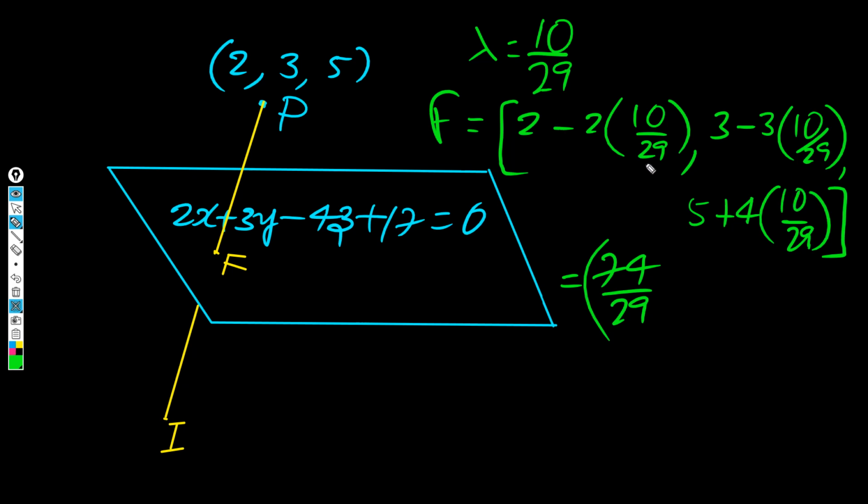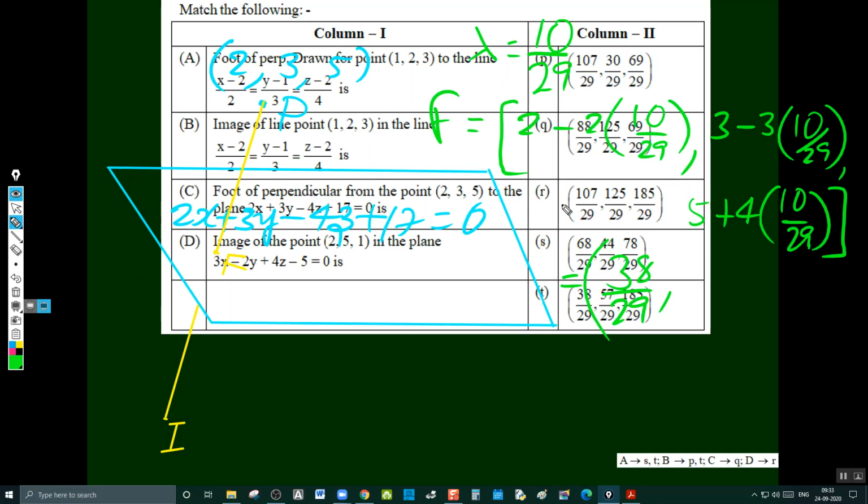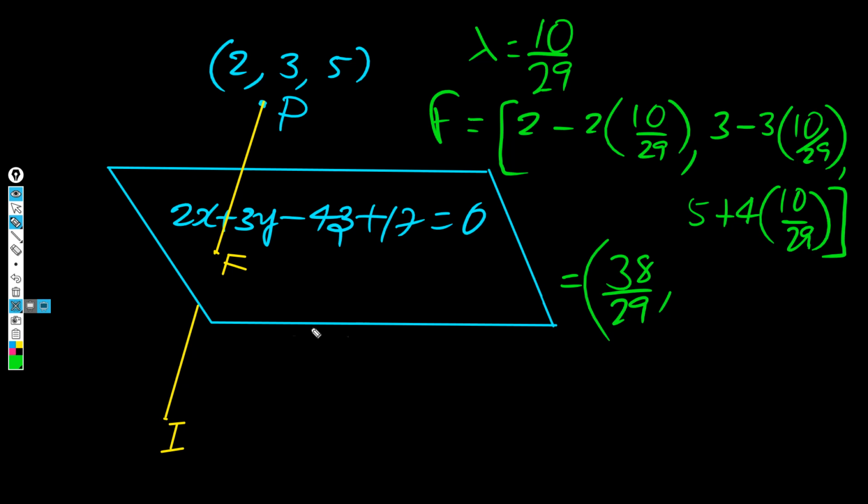What is this now? 58 minus 20 please. 58 minus 20 is 38. Is it there in the options? 38 please. Anyone, did you see that? Yes, this one. Only one option is there, luckily. So T is the foot. T is the foot. Then how to get the image?